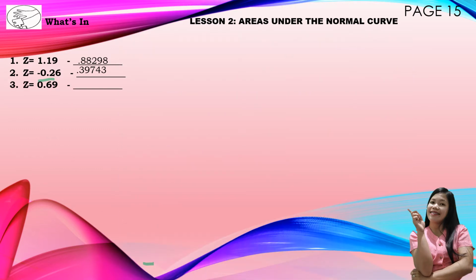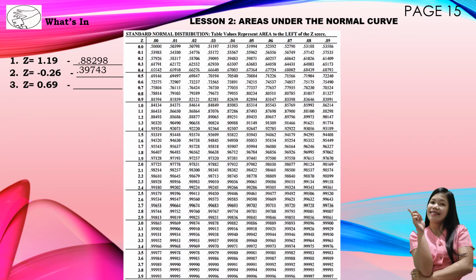And for number 3, we have z equals 0.69. It is positive, so we will use the positive z values. So 0.6 is located on this part, and for 9, it is located on this part. So their intersection would be 0.75490.